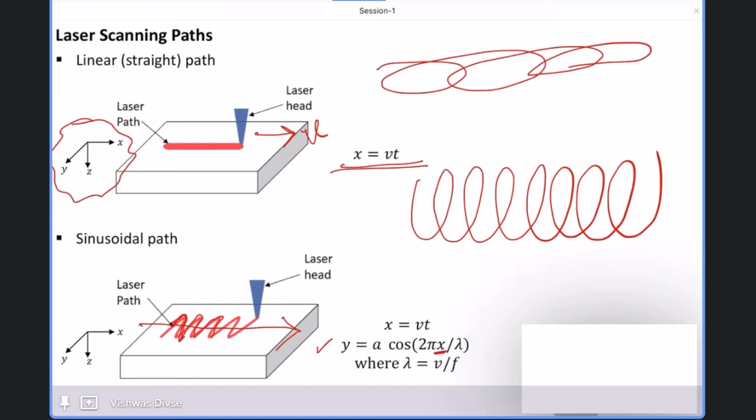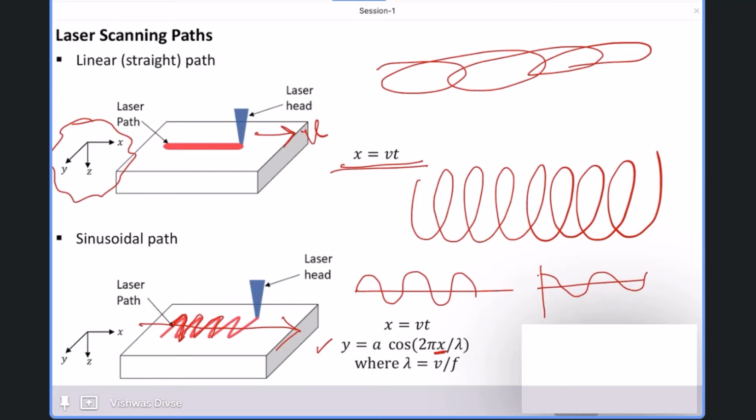That is not different, because if I say a sine wave, it will start like this. If I say a cosine wave, it will start like this. In the equations, there is only a phase difference, nothing else. So we can call it a sinusoidal or cosine wave, whatever. While moving in the x direction, it is also oscillating as a sinusoidal path. So that function I can insert in the subroutine.